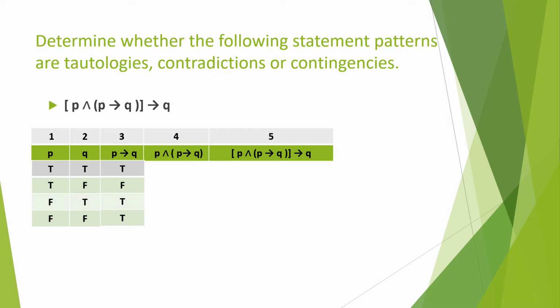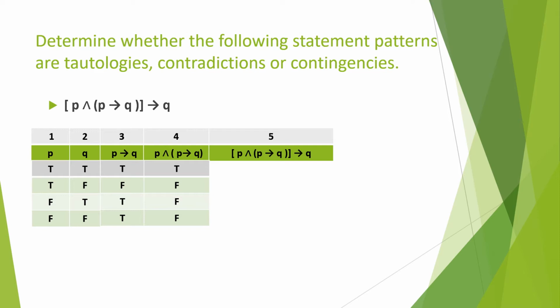Now for the next column, P and P implies Q, we have to consider column number 1 and column number 3. So and means conjunction. It is true if both are true, and if one of the statements is false, it is false. So first one is true and true, so that's why it is true. Next is true and false, that is false. Next is false and true, so that is also false. And in the next one also we have false and true, that is false.